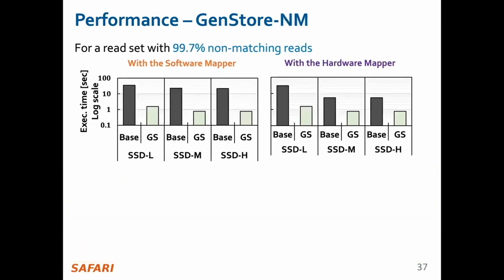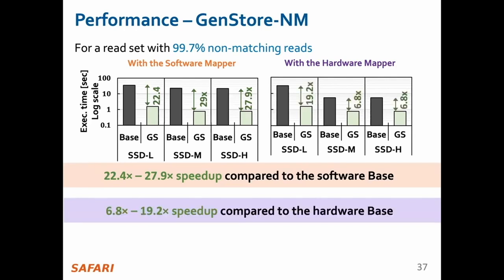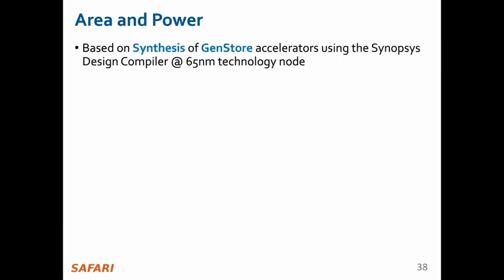Now we analyze the benefits of GenStore NM for a 12 gigabyte long read set with a high degree of genetic variation compared to the reference genome, where a large fraction of reads do not match any subsequences in the reference. We show the benefits on software and hardware mappers. GenStore provides up to 27.9 times speed up compared to the software baseline, and up to 19.2 times speed up compared to the hardware baseline, and on average 27.2 times energy reduction on this input data set, which has very high genetic variation.